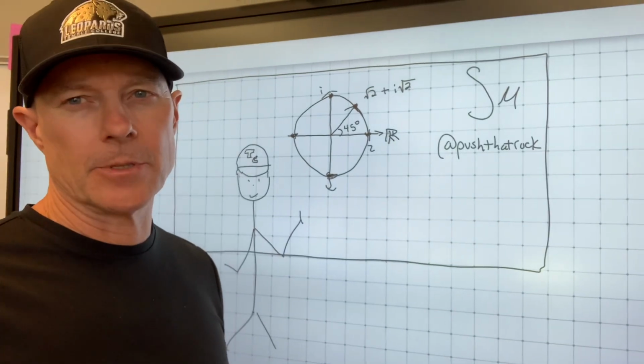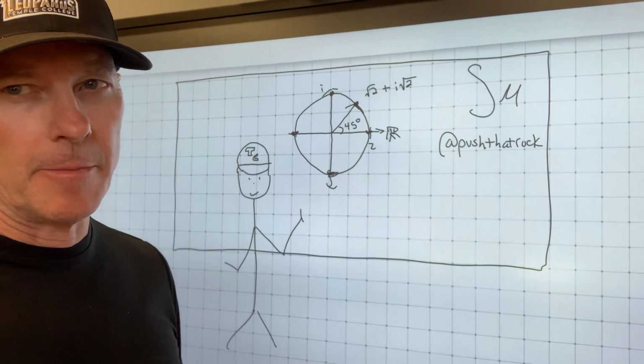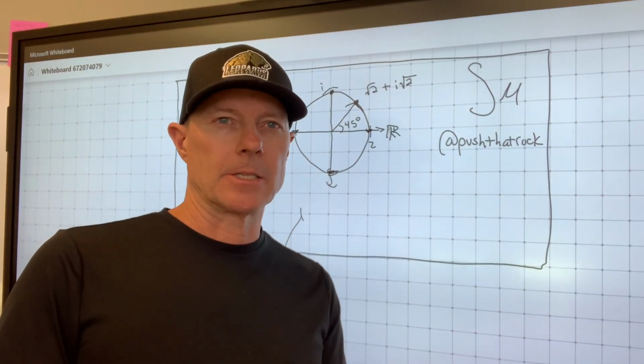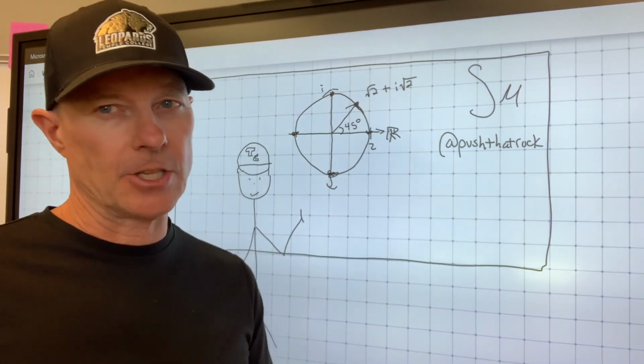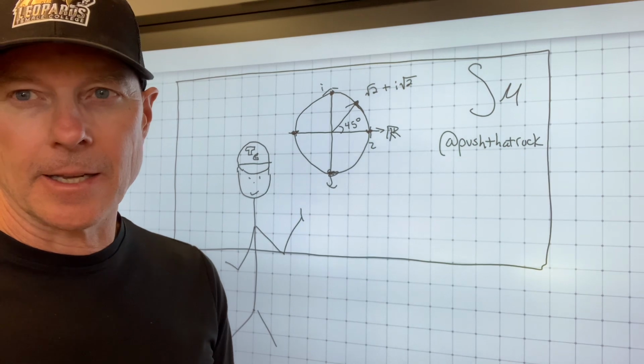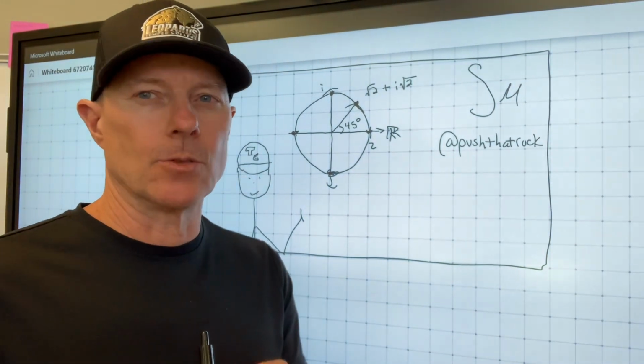Push that rock here with some math. We want to talk about the results of the mantra theorem. The mantra theorem tells us we multiply complex numbers by multiplying the moduli and adding the arguments. So say it like a mantra: multiply the moduli and add the arguments. But what happens when we do that?